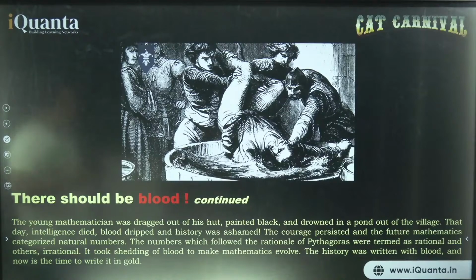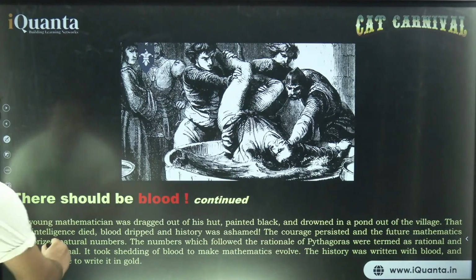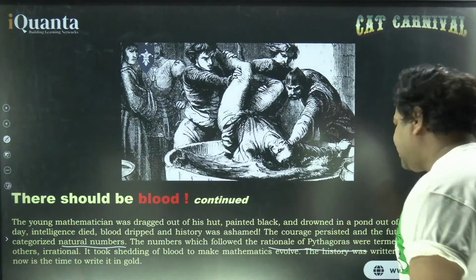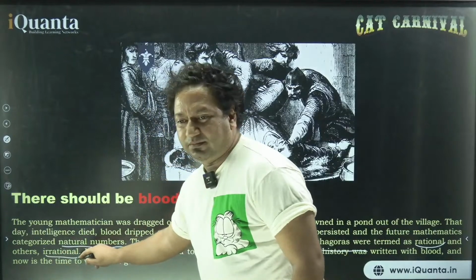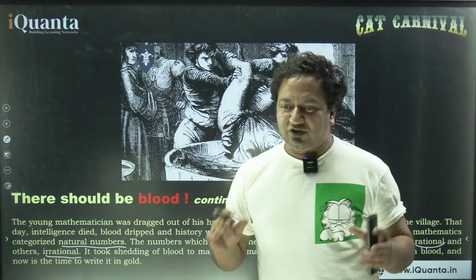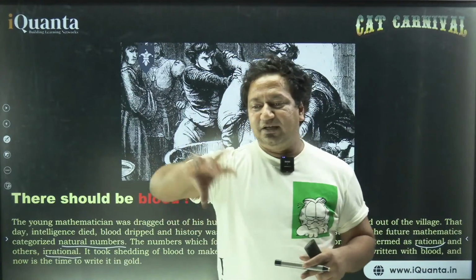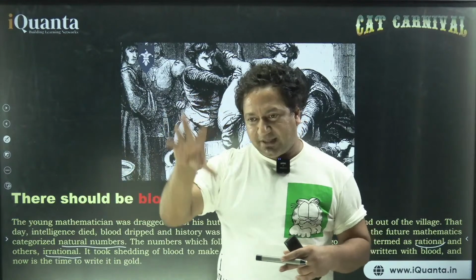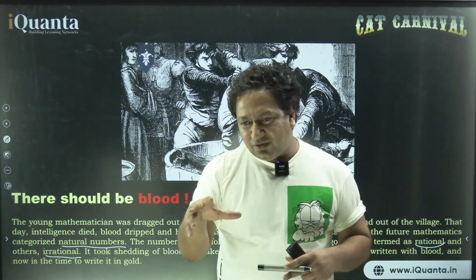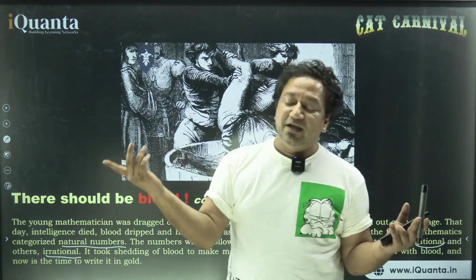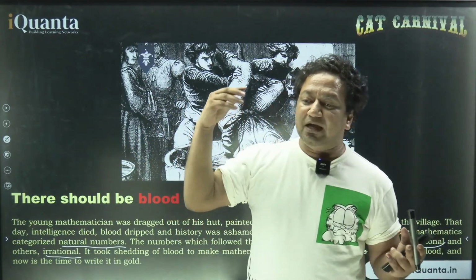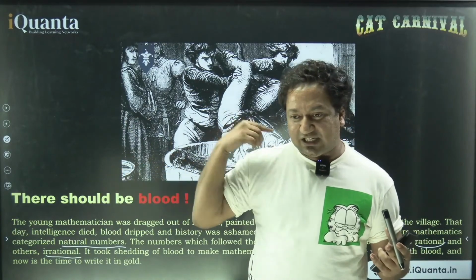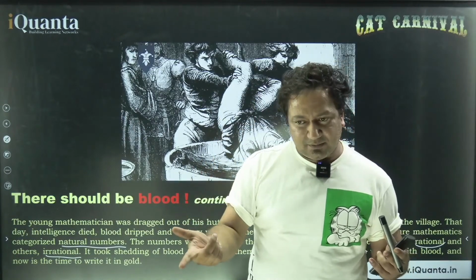The courage persisted, and the future mathematics categorized numbers. The numbers which followed the rationale of Pythagoras were termed as rational and others irrational. आज तक तुम्हें पता नहीं होगा कि तुम नंबर्स को रैशनल या इरैशनल या नेचुरल क्यों बोल रहे थे. तुमने बस इन बातों को याद कर लिया है, बट पता था ऐसे क्यों हुआ है? रैशनल क्यों? किसके रैशनल? The rationale of Pythagoras. So Pythagoras was such an important figure in the mathematical history of mankind that whatever was in his rationale was rational number, otherwise was irrational number.